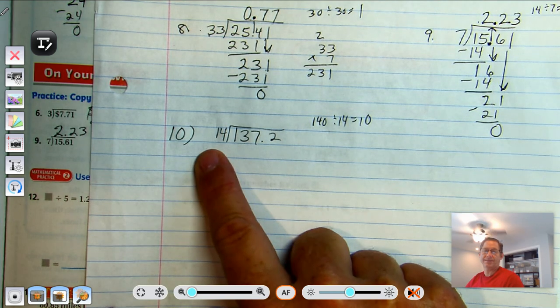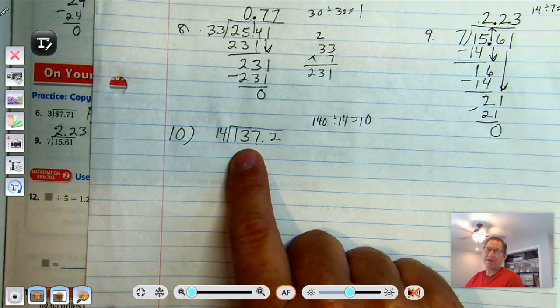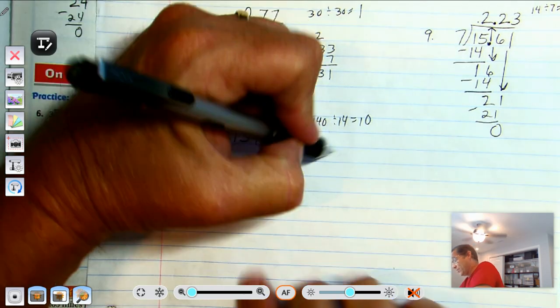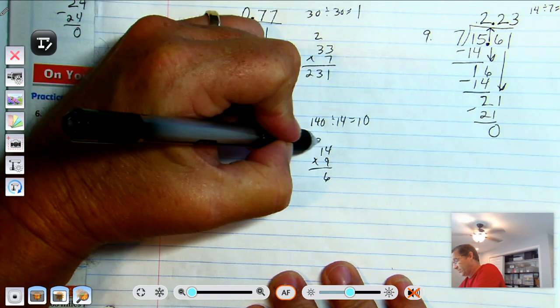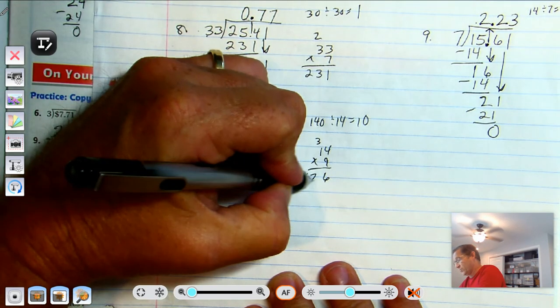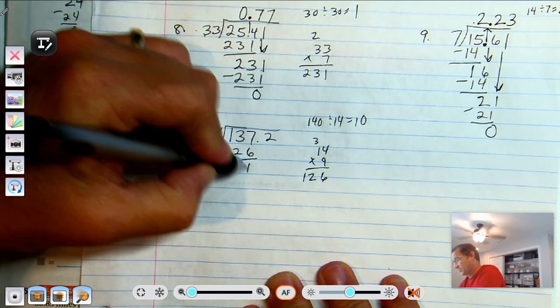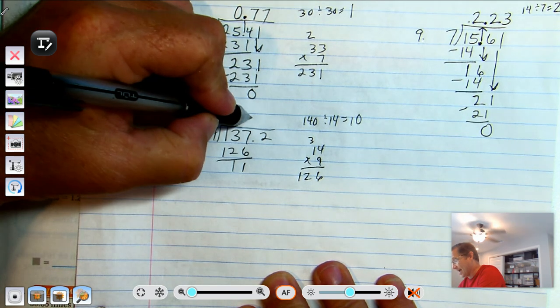All right, so how many times can 14 go into 137? Well, I know it can't be 10, right? Because that's 140, which would be more than 137. Let's try 9, though. 14 times 9. 9 times 4 is 36. Regroup that as 3 tens and 6 ones. 9 times 1 ten is 9 tens, plus 3 regrouped tens is 126. Subtract that, leaves me 11. So that's less than the divisor. So 9.